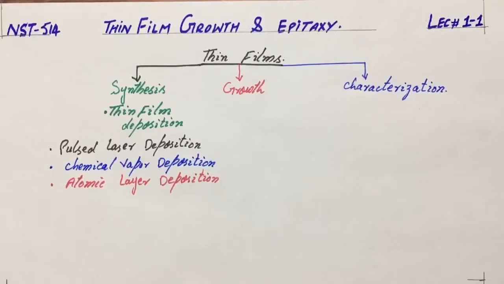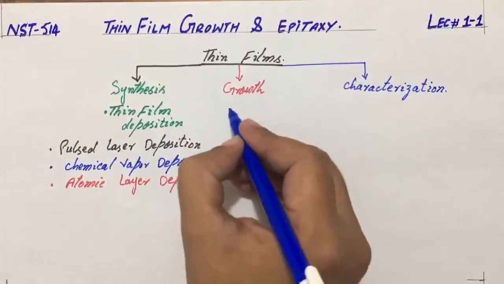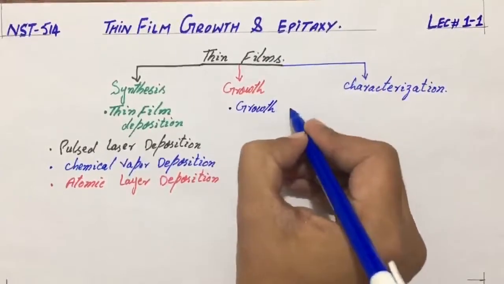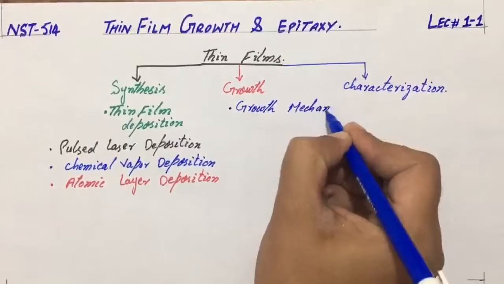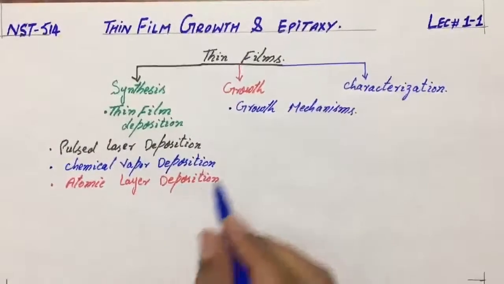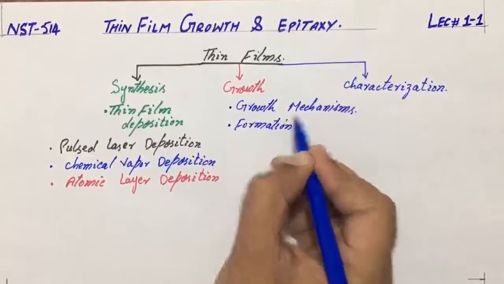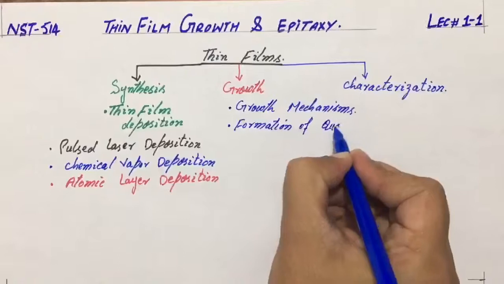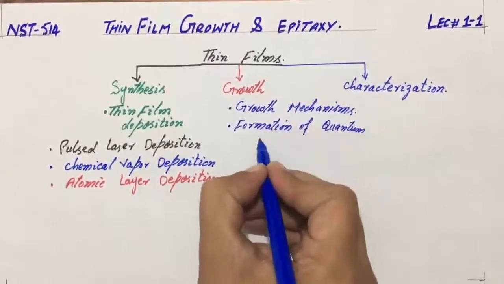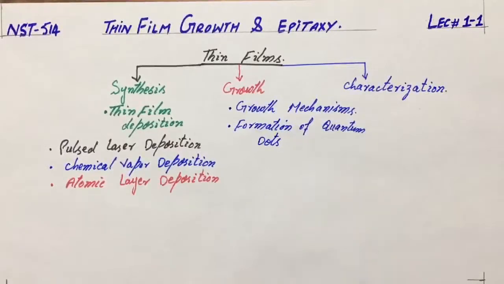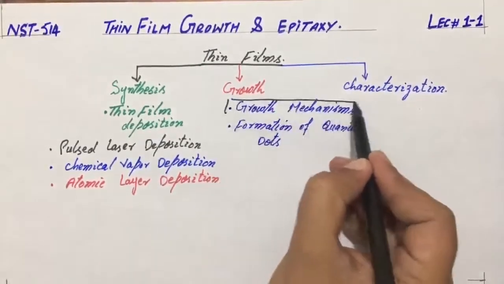The second thing was the growth of thin films that we started with. The main contents of this growth are the growth mechanisms, and the second one was formation of quantum dots. So in these two main contents of growth, we actually focused mainly on growth mechanisms.